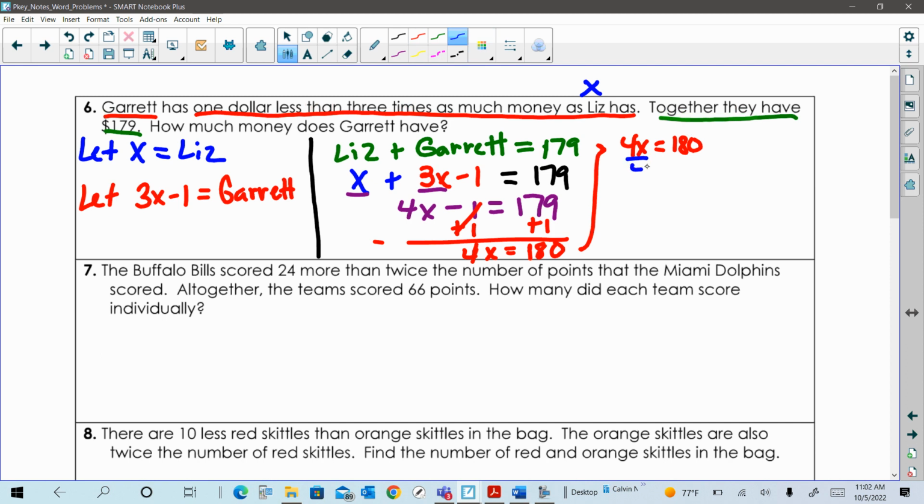We divide it by 4, so x equals 45. Okay, so this represents Liz's amount. She has $45.